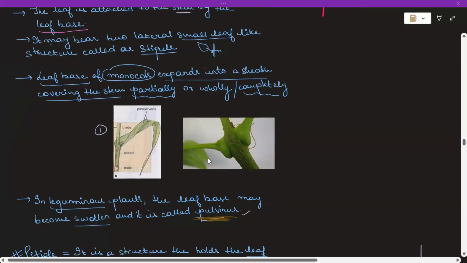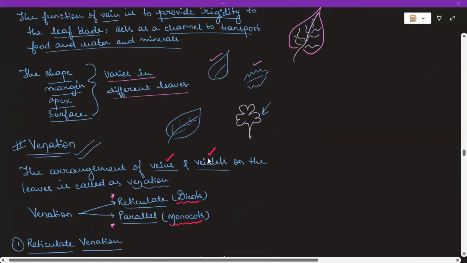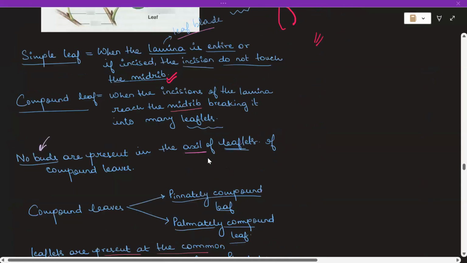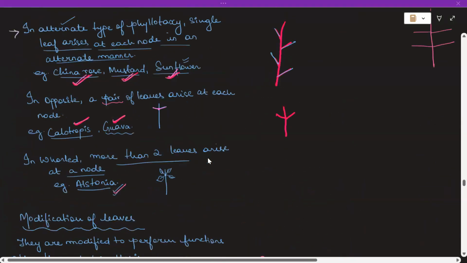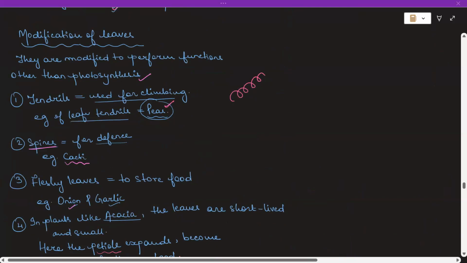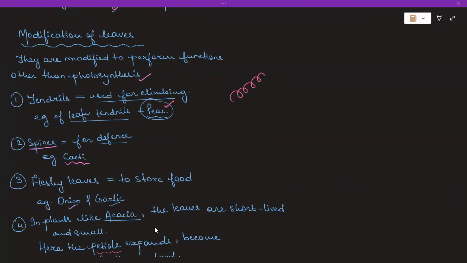Okay. So we have completed the leaves part. Now let us move on to the next thing, and that is the inflorescence. But wait, we also have to discuss the modifications of the leaf. Just like how there were modifications in the stem, modifications in the root, same way there will be modifications in the leaves. Now, the primary function of any leaf is to perform photosynthesis. But when the leaf does anything other than photosynthesis, then we say that a modification is there.